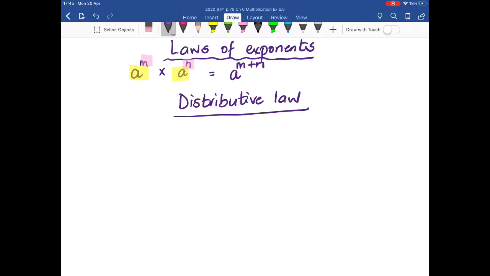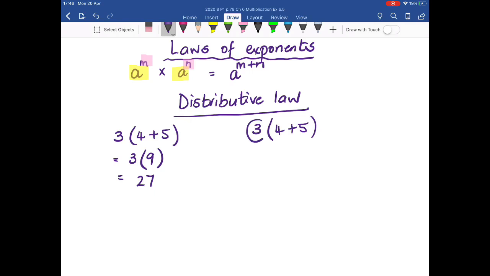So for example, if I had 3 bracket 4 plus 5, I could work it out like this. 4 plus 5 is 9, 3 9s are 27. Right, now distribution is like the pamphlet distributor. 3, 4 plus 5. So the one outside shakes hands with everyone inside.